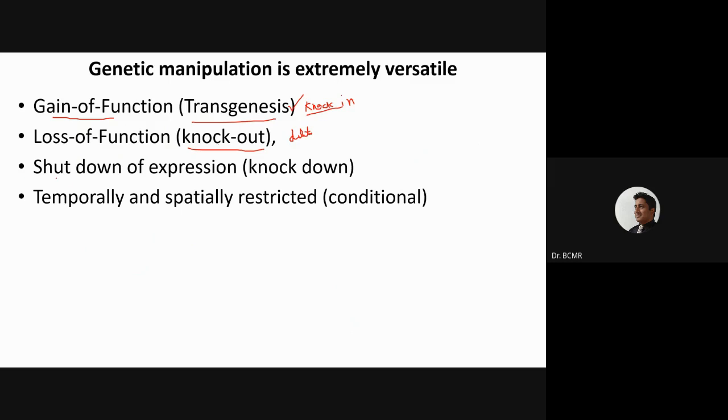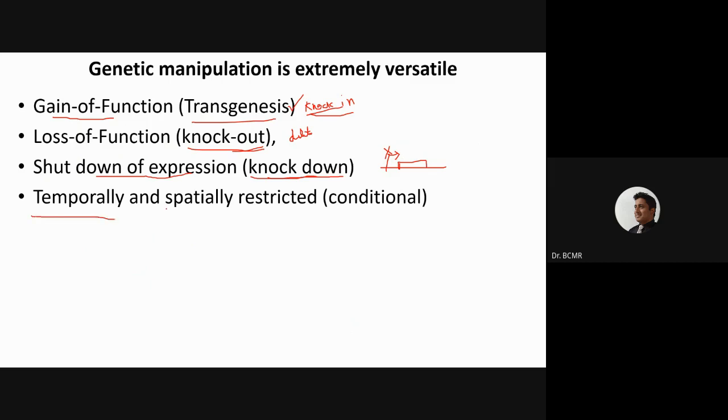The other one is shutting down the expression. The gene is present as such. We are not deleting it, but we are shutting down the expression of it. That is called knockdown. You may want to remember it if you are going into core biology and you're going to read papers on that or work. Knock-in means putting in a gene, knockout, deleting a gene, knockdown is repression of expression.